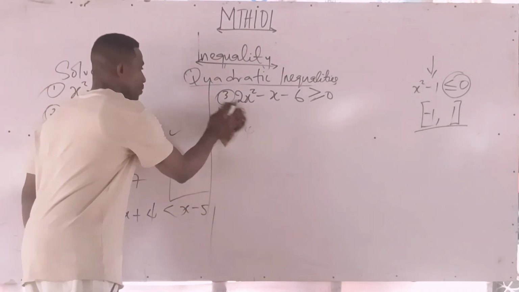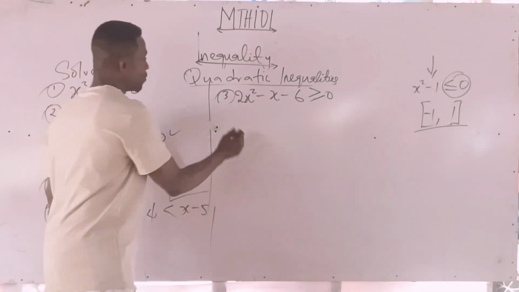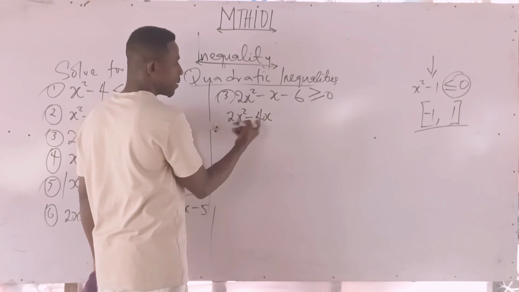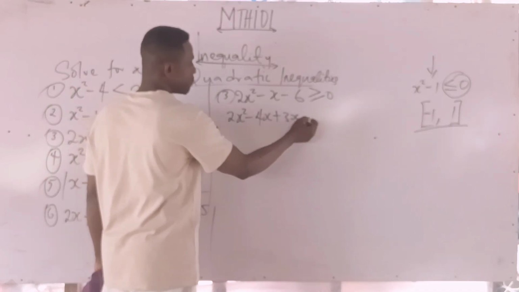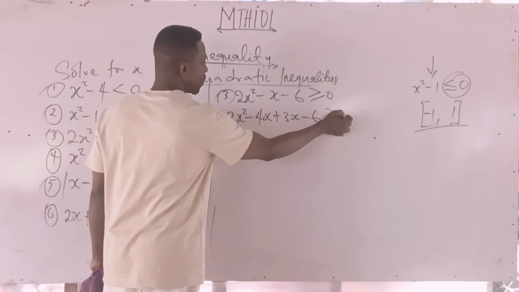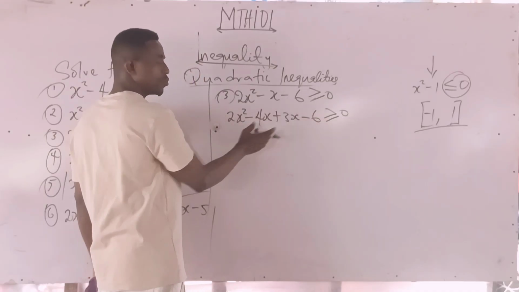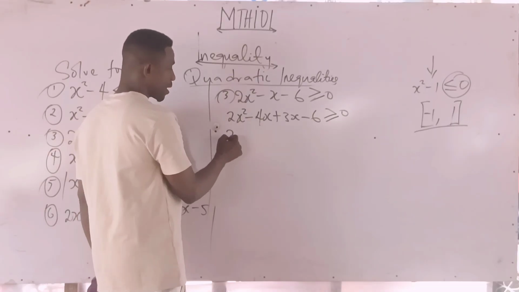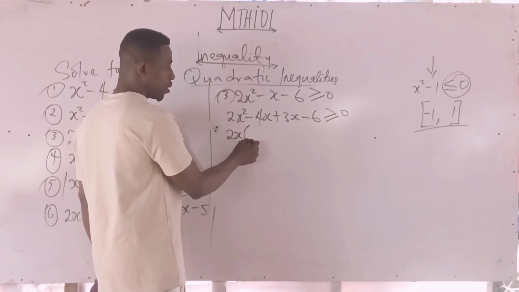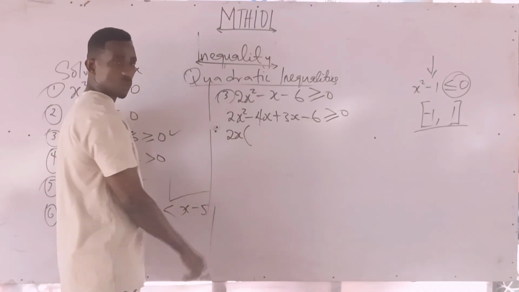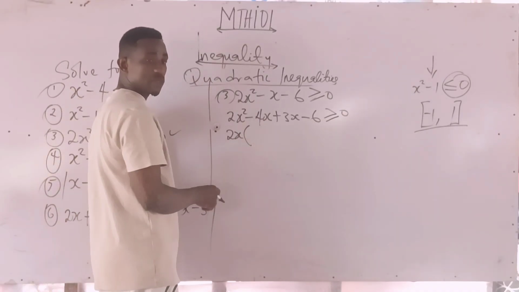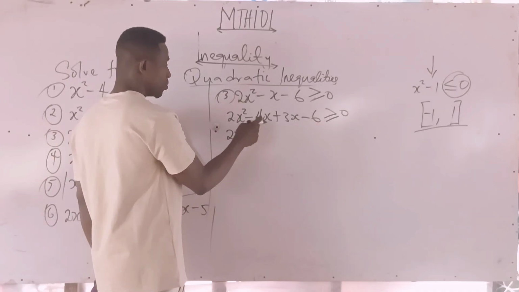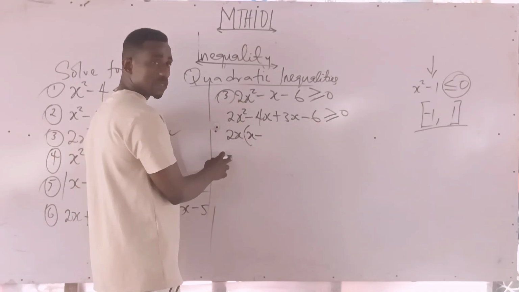You just write 2x squared minus 4x plus 3x minus 6 greater than or equal to 0. So you group them. x is common, Abi, and 2 is also common. So I can write 2x into, 2x squared divided by 2x is what? Can I write x here? Good. Minus 4x divided by 2x is what?